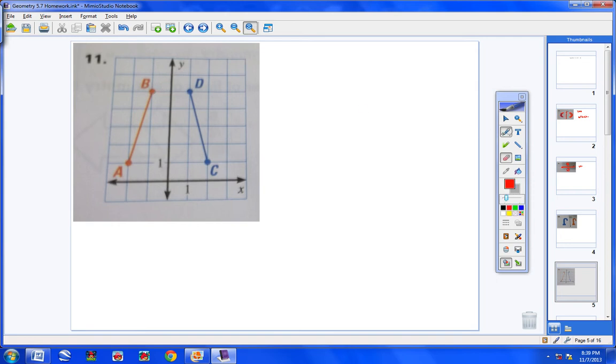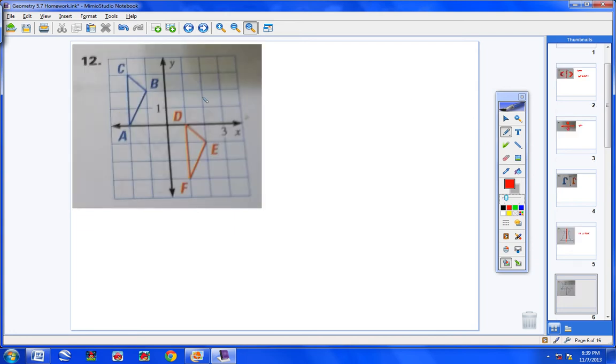It looks like to me we would have a perfect reflection if we folded it right on the y-axis. In fact, we would. If we were to fold this sheet of paper right on the y-axis, then red would be a reflection of blue. So we would say for number 11 that we have a reflection in the y-axis.